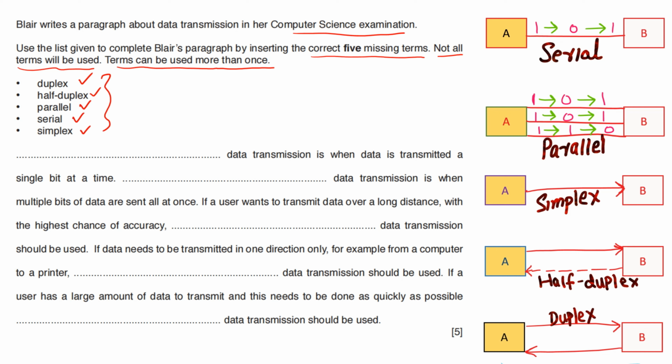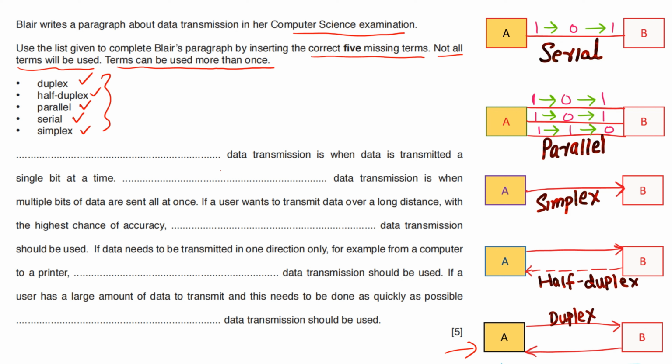So what is duplex? In duplex here, you can see data can be sent from A to B and B to A at the same time. Okay, so an example of duplex data transmission is the phone call. Both A and B can talk at the same time or send data at the same time.